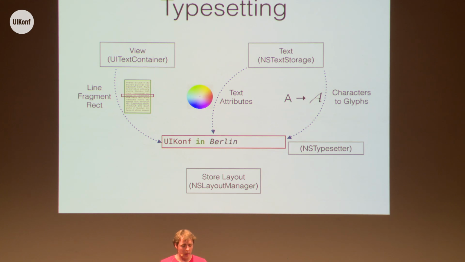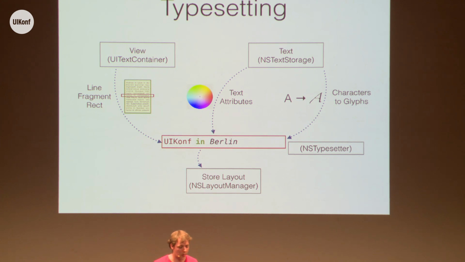And with these images and the text attributes, which is colors and offsets and link attributes and stuff like that, then the line is being filled piece by piece with so-called runs. Not so important, but the line is being filled piece by piece by the typesetter, and once the layout is done computing, it is being stored in the Layout Manager.